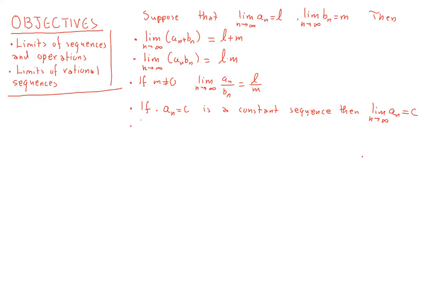Then we would like to talk about two particular sequences. So the limit as n tends to infinity of n to the a is infinity if a is a positive number. And the limit as n tends to infinity of n to the a is 0 if a is a negative number. Of course, if a is 0, then you get the constant sequence 1, which of course has limit 1.